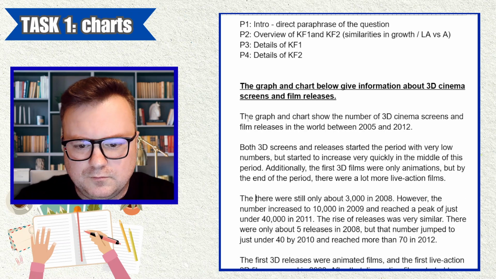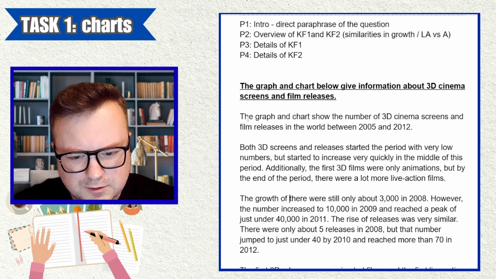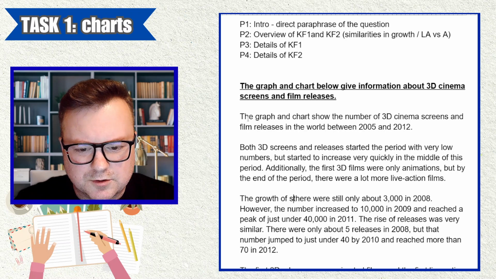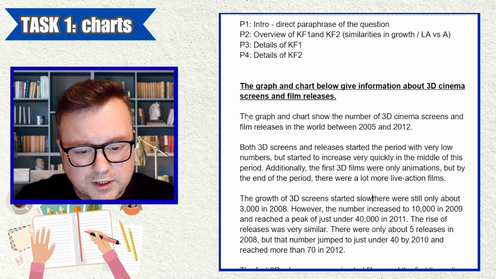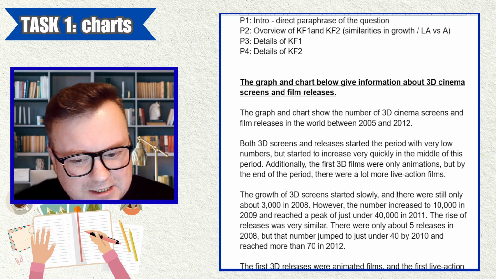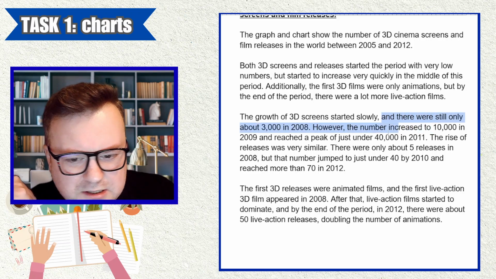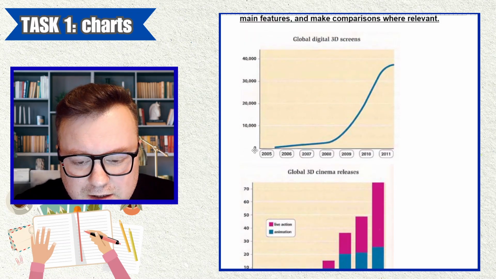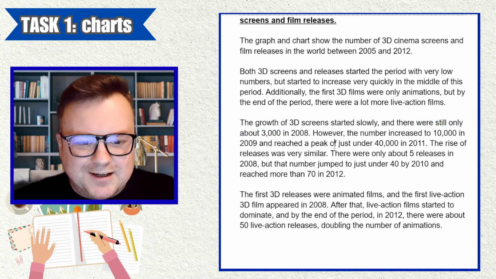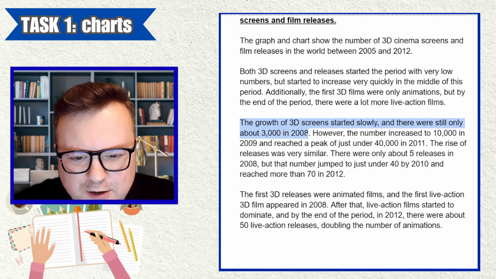The growth of 3D screens started slowly, and now I've made it a little bit shorter, haven't I? The growth of 3D screens started slowly, and there was still only about 3,000. Sorry, I'm looking at the wrong chart again. I need to be looking here. It's been a long day. The growth of 3D screens started slowly, and there were still only about 3,000 in 2008.